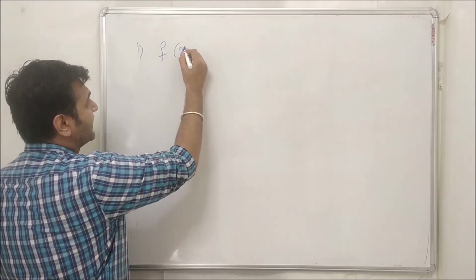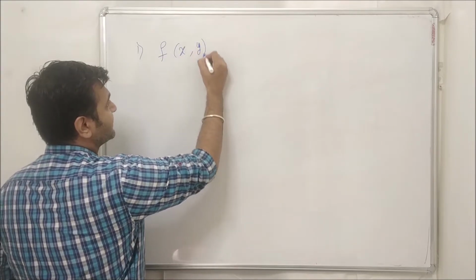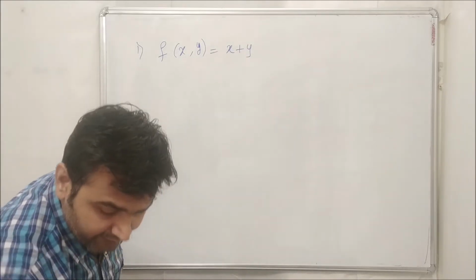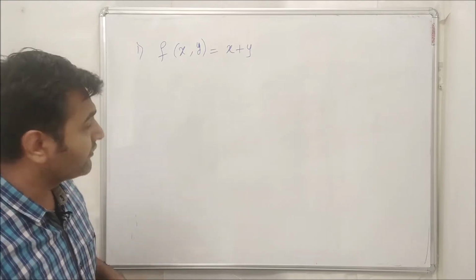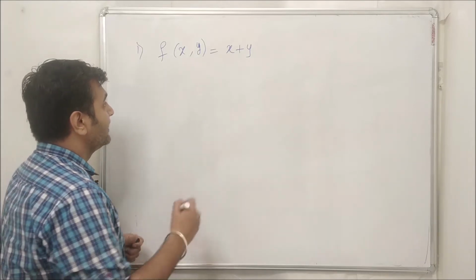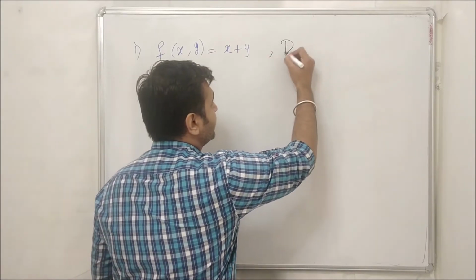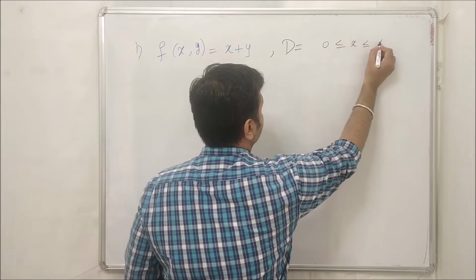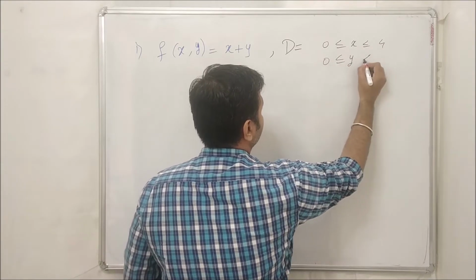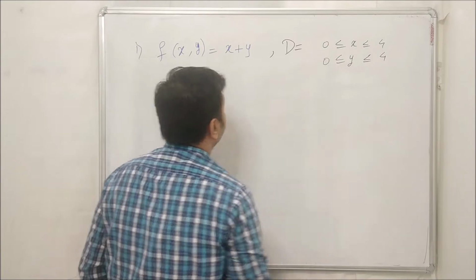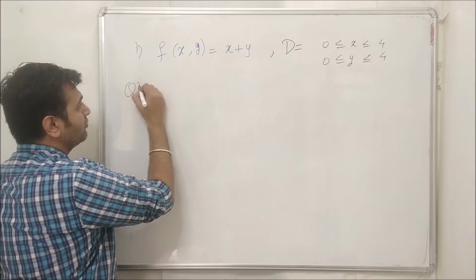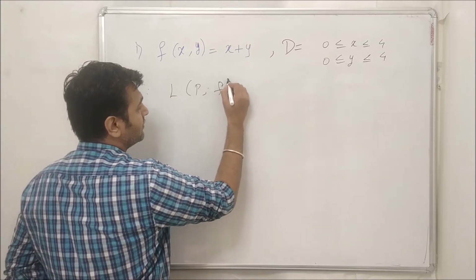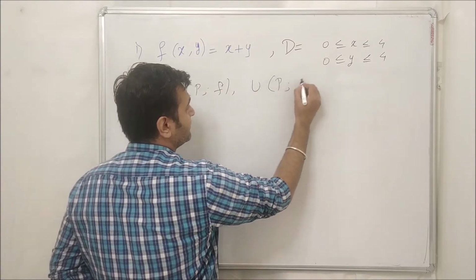I am taking a very simple example so that my calculations become easy. Let me take the black marker. Suppose my function is f(x, y) equals x plus y, and my domain is a rectangle, 0 ≤ x ≤ 4, 0 ≤ y ≤ 4. And what is the question? Your job is to find a lower Riemann sum and an upper Riemann sum.